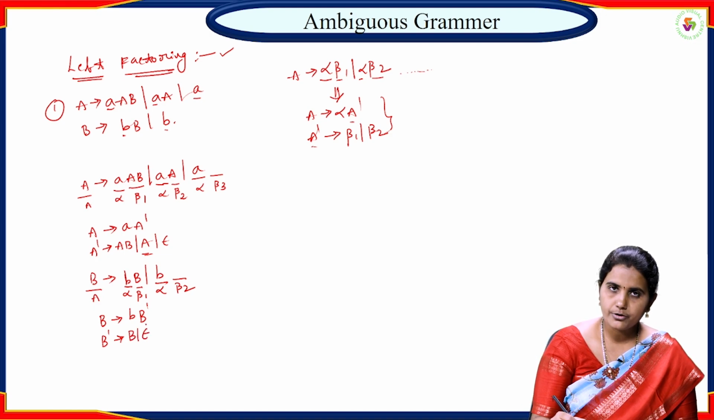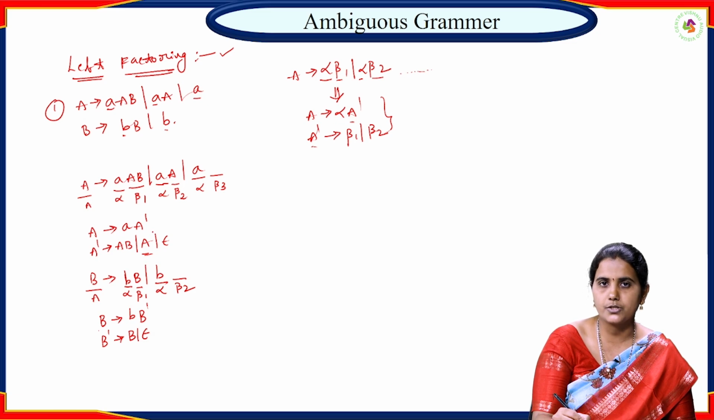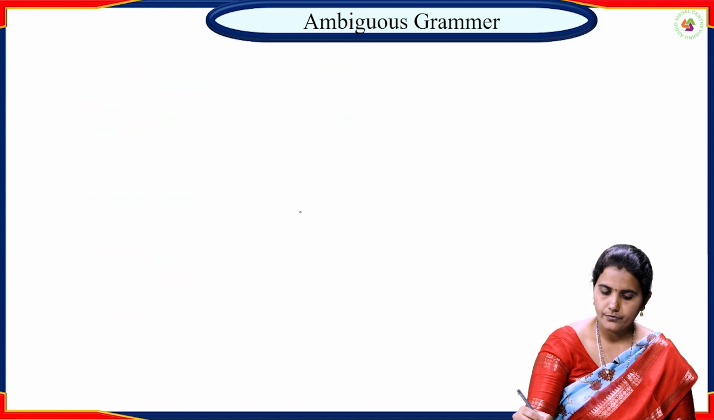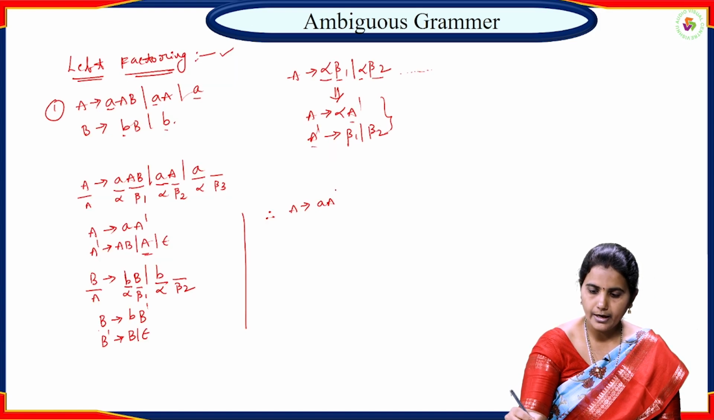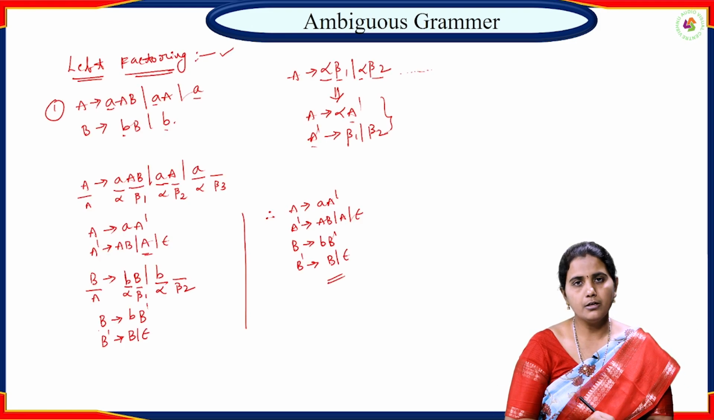Whenever you introduce a new symbol, it depends on the left hand side symbol. If the left hand side symbol is B, the newly introduced symbol is B dash. If the left hand side symbol is A, the newly introduced symbol is A dash. Like that you introduce new symbols. Then your final productions are A implies A dash, and A dash implies AB or A or epsilon. Now B implies B dash, B dash implies beta A. These are the final productions.